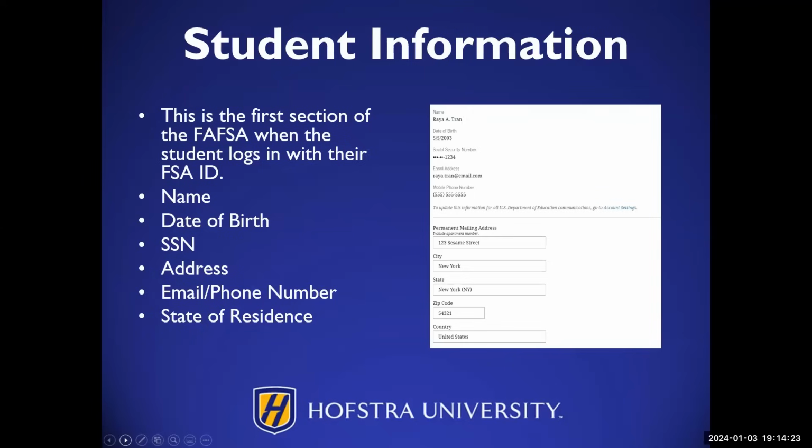After the contributor section has been completed, we will then move on to the student information. This is going to be the first section of the FAFSA when the student logs in, asking for their personal information: name, date of birth, social security number, address, email, and phone, as well as their state of residence. And you'll see I have little screenshots throughout the presentation directly from a demo of filing the FAFSA itself, so that when you do log in and do it yourself, you'll see screens that look familiar.